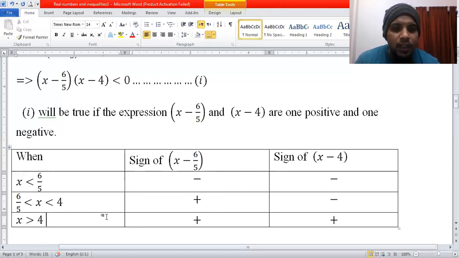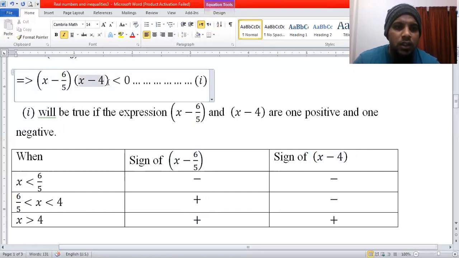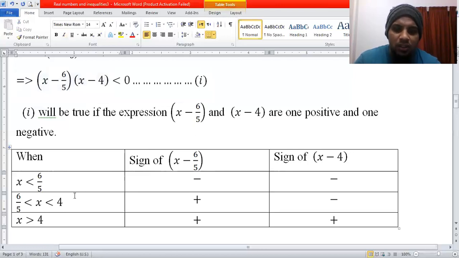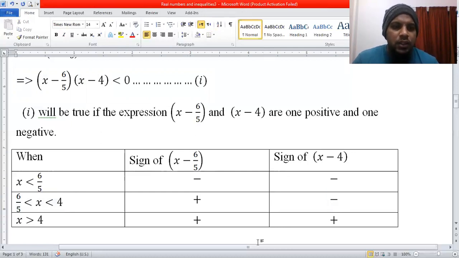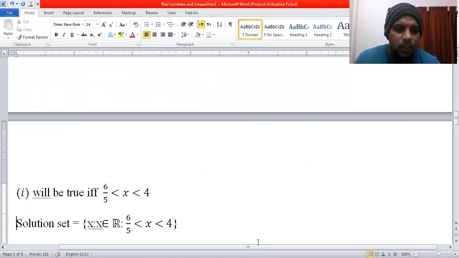And when x is greater than 4, then x minus 4 will be positive, definitely. Say for example 5 minus 6/5 gives a positive output, and also here we get a positive output. But it does not fulfill our conditions, because we need the product to be negative. That means one should be positive and one should be negative. For 6/5 less than x less than 4, we get one positive and another negative. That's why it is our solution set.